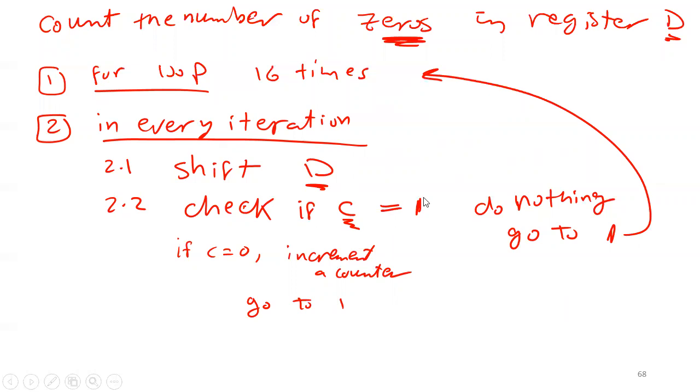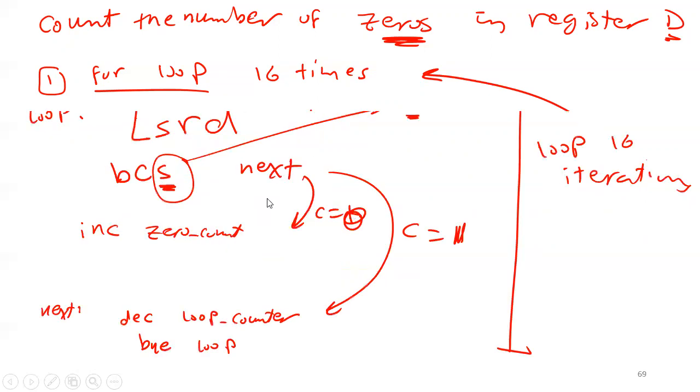If the carry is equal to 1, do nothing. Just shift again and go to the for loop. If the carry is equal to 0, increment the counter. This is the logic here. And once you have this logic, I already taught how you can make a for loop, I already taught how you can shift, and I already taught before how you can check the carry bit. That's what I'm going to do now.